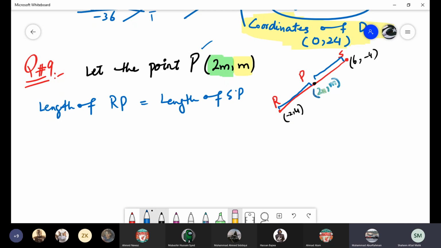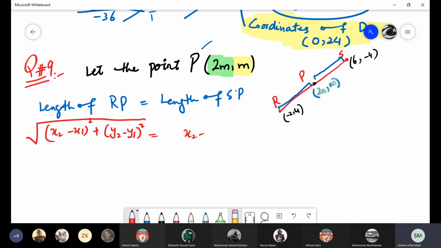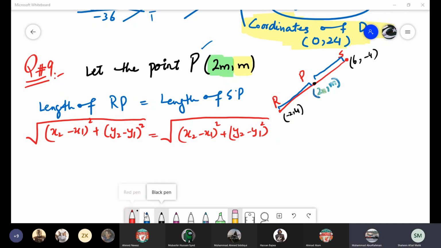Under root we will write x2 minus x1 whole square plus y2 minus y1 whole square, and its square root. The same thing is here, x2 minus x1 whole square plus y2 minus y1 whole square, and its square root. You can write the points above, so it will be easy for you to substitute. Okay, I'm writing the points here. What is R? -2 and 4, and it will be 2m and m.